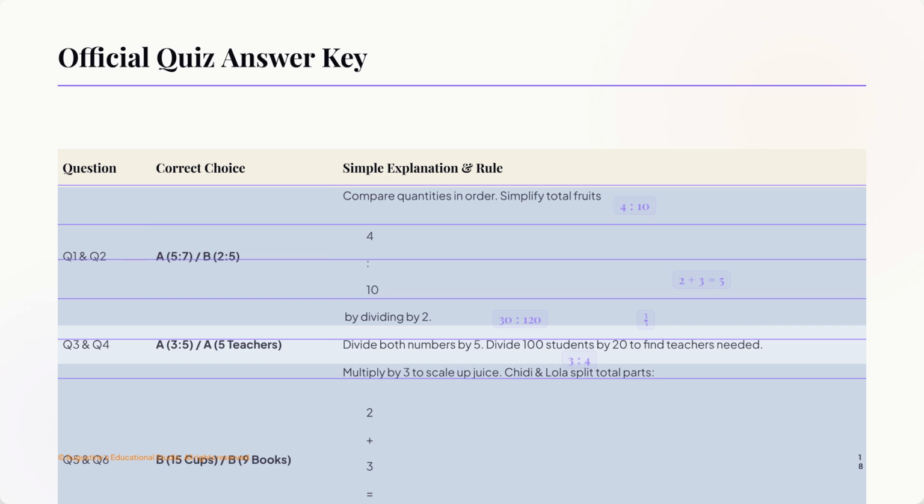Here is the official answer key for all 10 questions. You can pause the video to review the explanations and rules for each problem to ensure you understand how to arrive at the correct answers.